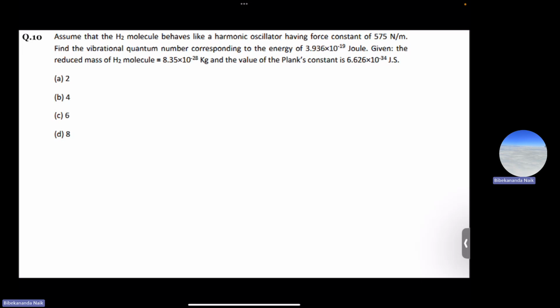So this question is pretty much similar to the previous question, but in the previous question the quantum number v was known to us and we calculated the energy. Here the value of energy is known to us and we want to calculate the value of the quantum number. So options are option A 2, option B 4, option C 6, or option D 8.